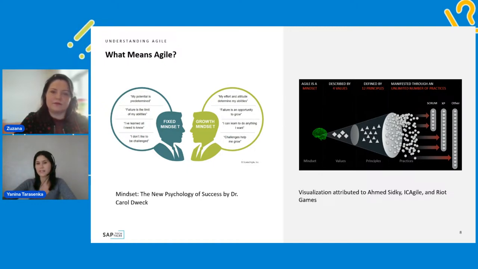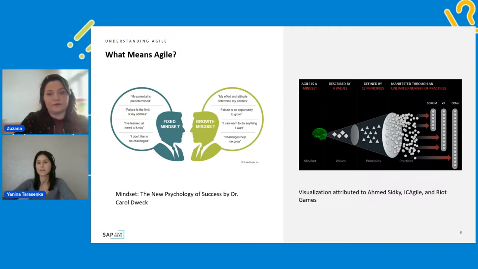If we check the second picture, this picture belongs to Dr. Ahmed Sidky, who adapted Dweck's research to define the Agile mindset. He incorporated the key elements of the Agile Manifesto and divided his definition into three factors. And these three factors are the following.